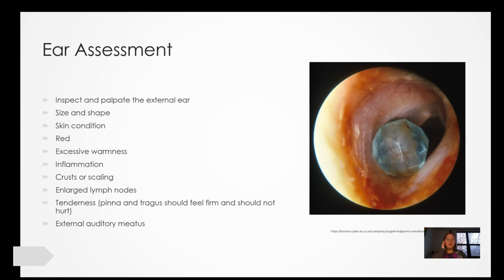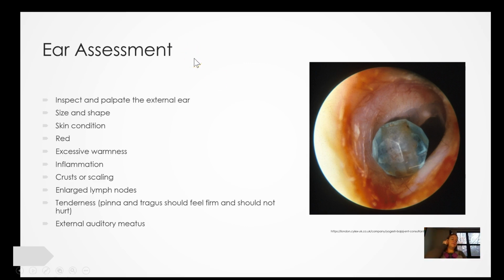Enlarged lymph nodes. There are lymph nodes that sit in front of our ear. There are lymph nodes that sit behind our ear. And the lymph nodes also drain all the way down here. Okay, from the ear. So any enlarged lymph nodes all the way along here would be concerning.